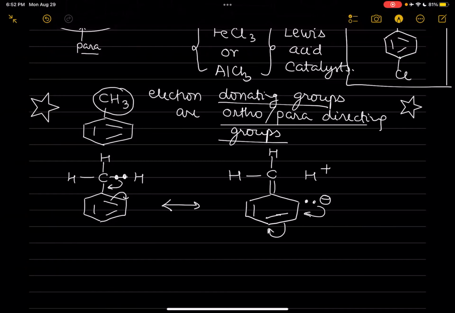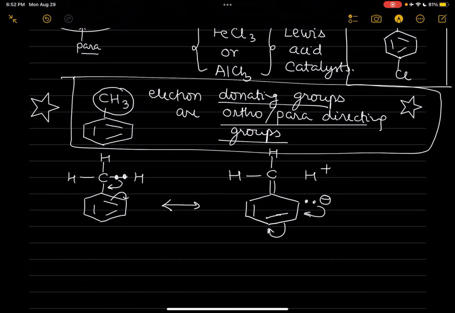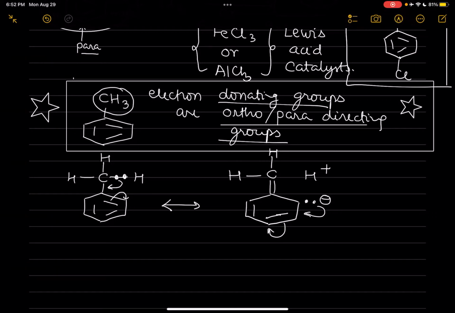Just I'm giving you for your satisfaction, for your explanation. Okay, so this thing you can remember, and this will help you a lot. All the electron donating groups are ortho para directing. And why are they ortho para directing? Because they give electrons into the ring, and because of resonance the electrons come at the ortho position, para position, and another ortho position. So those positions become more electron rich.